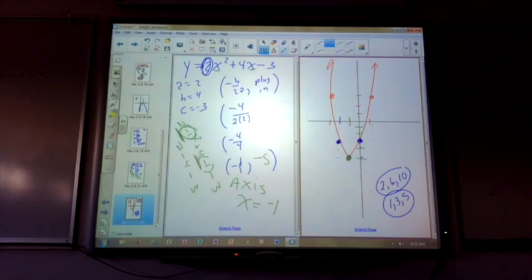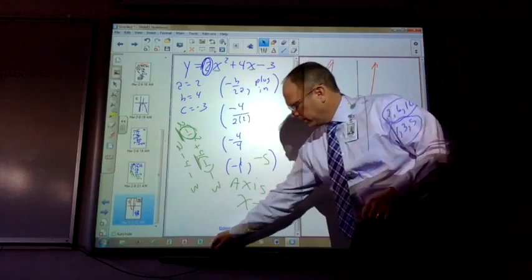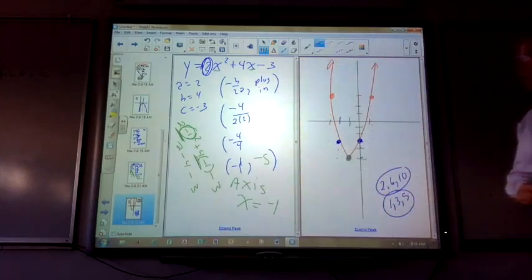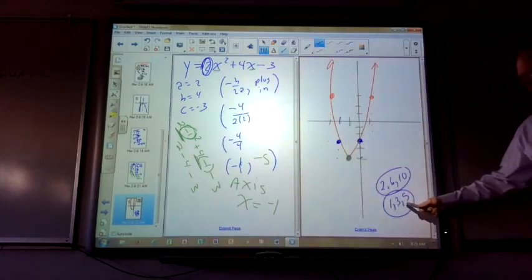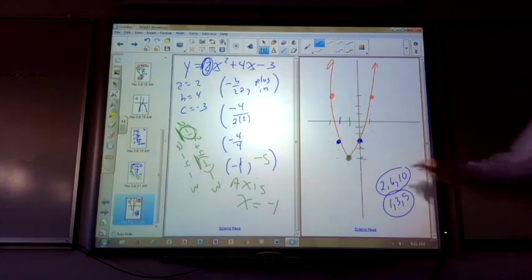Hey, if I'm pattern graphing this way, let's see, hang on. What if it's 3x squared? Oh, you triple these: 3, 9, 15. All right, hang on real quick.